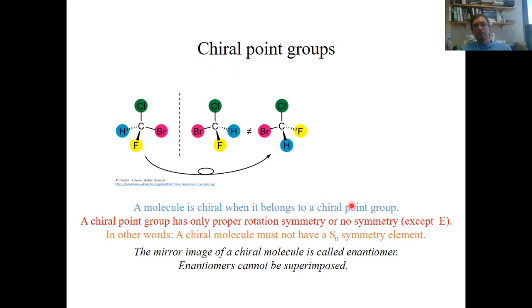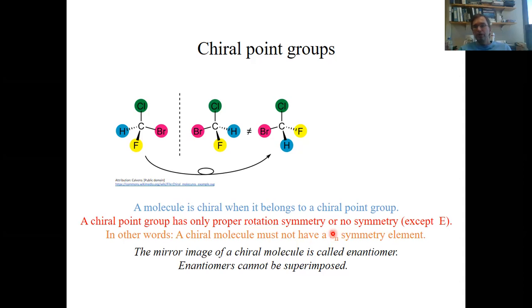So what makes a point group a chiral point group, and what makes a molecule chiral? A chiral point group has only proper rotational symmetry, but no other symmetry except the identity. So that means you can have only proper rotational axes and the identity, but no other symmetry element. An equivalent statement is that a chiral molecule or a chiral point group must not have an improper rotation, a rotation-reflection symmetry element.